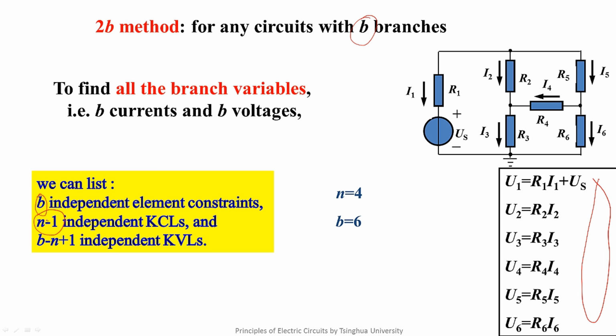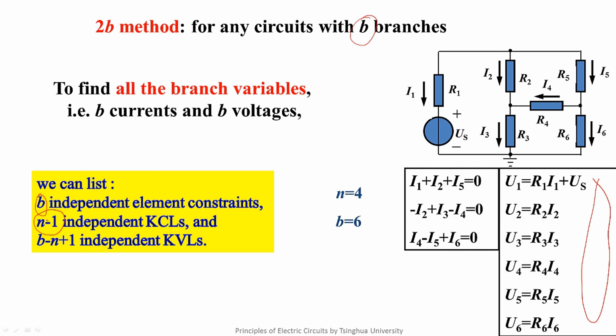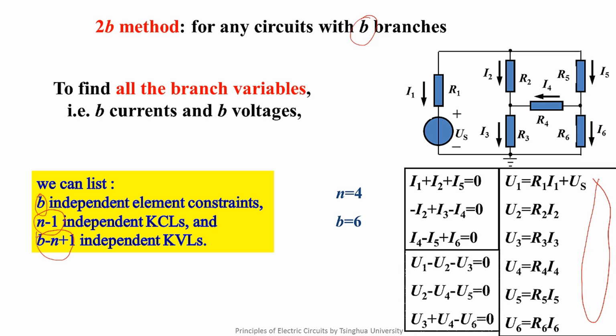For this circuit, n equals 4 and b equals 6. So we can write n-1 equals 3 independent KCL equations. In addition, we can also write b minus n plus 1 independent KVL equations. b minus n plus 1 equals 3 in this circuit. So we can write 3 independent KVL equations. This conclusion is correct and can be proved. This is obvious and can be proved more easily. But for the third conclusion, it needs the knowledge of graph theory. You can refer to the relevant books if you want to know it.